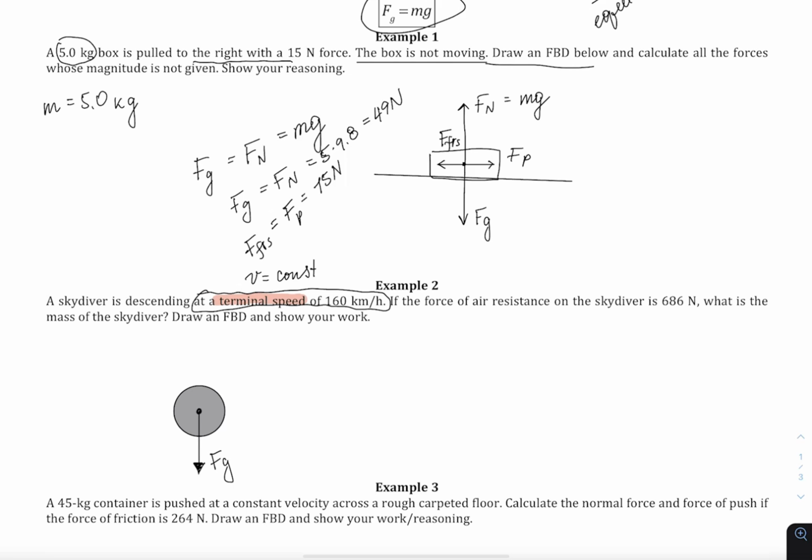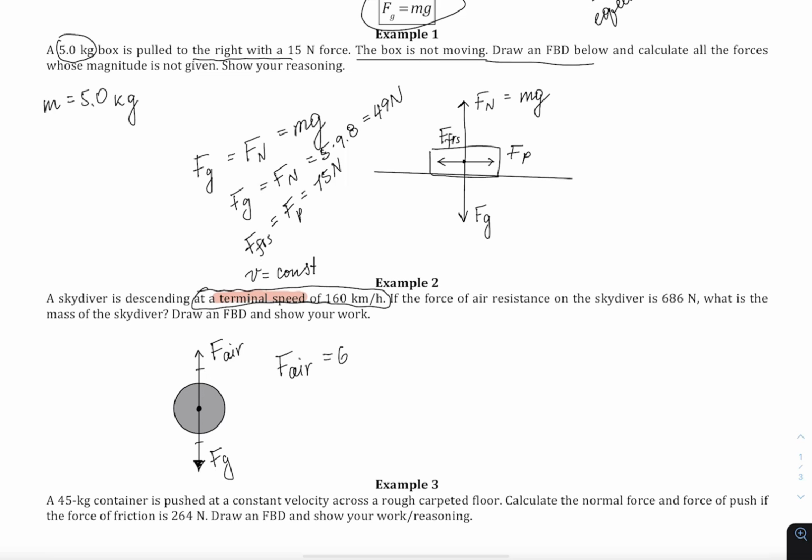And because we know this person is moving at a terminal speed, that means the forces are balanced. So force of air, or force of air drag, force of air resistance, and force of gravity are equal and opposite. So force of air equals 686 newtons, and therefore force of gravity is also 686 newtons because v equals constant. Here, the reason for all of these was v equals 0 or rest. Here, v is constant, so therefore the forces are balanced.